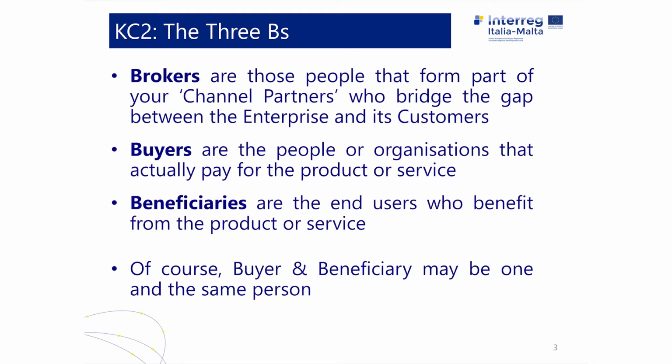Key concept 2, the 3 B's. These are the people involved in the purchasing sequence. Your customers. Brokers are those people that form part of the channel partners who bridge the gap between the enterprise that you own and your customers. So those could be people such as wholesalers. Buyers are the people or organisations that actually pay for the product or service. Beneficiaries are the end users who benefit from the product or service. Of course, the buyer and the beneficiary may be one and the same person.